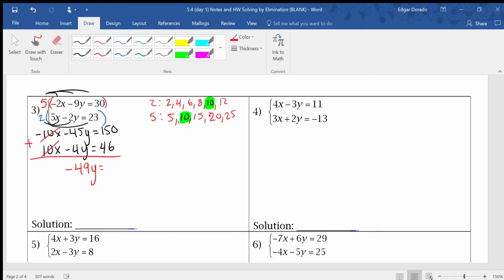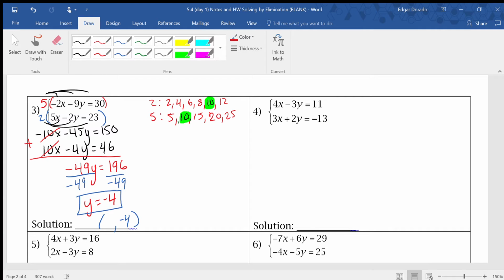Okay, 150 plus 46, that is a 196. If I divide both of these by negative 49, you guys might have to confirm this on your calculator for me, but I believe this is a negative 4. So my y value here is a negative 4. Again, guys, this will start to make a little bit more sense as we keep practicing, so don't give up, okay? So now I just need my x value.